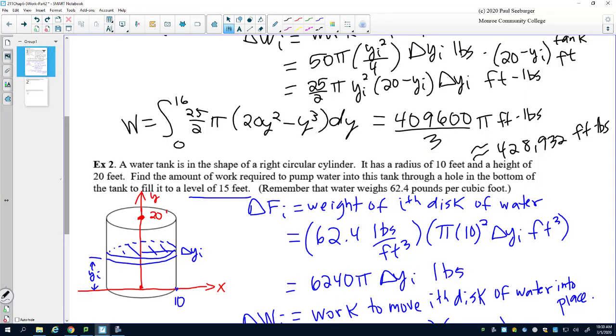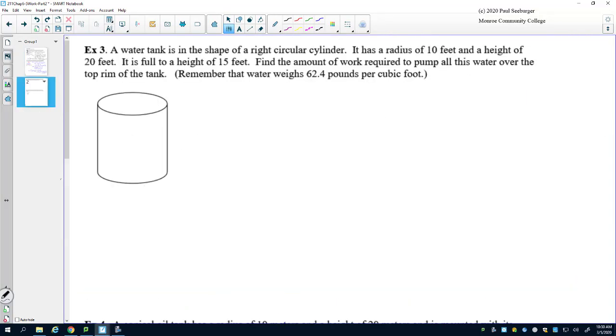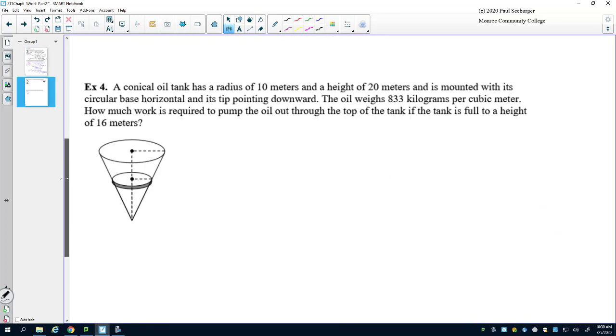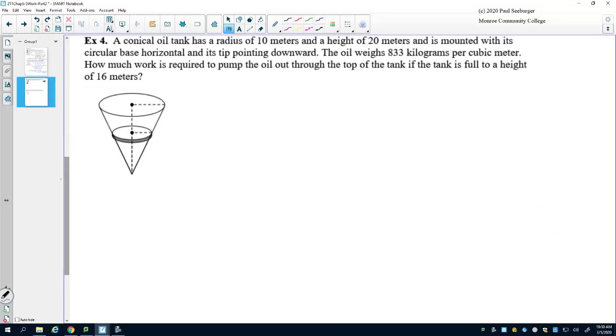Okay, now let's go ahead and do the metric one. This is the one at the bottom on the back here. So a conical oil tank with a radius 10 meters, height 20 meters, same stuff, right? Except for meters, not feet. Is mounted with a circular base horizontal and its tip pointing downwards. The oil weighs 833 kilograms per cubic meter. How much work is required to pump the oil out through the top of the tank?